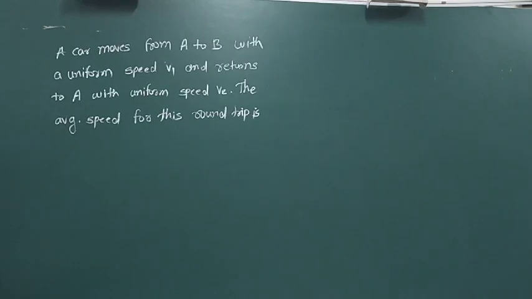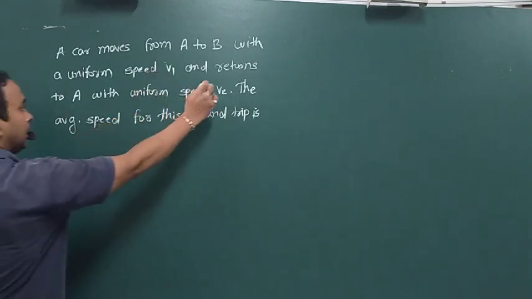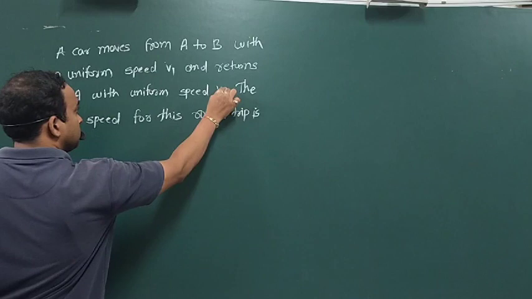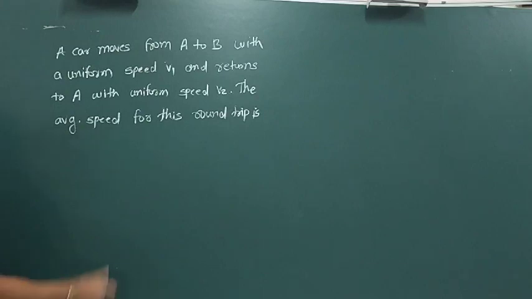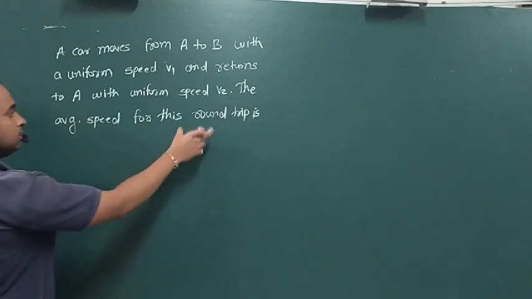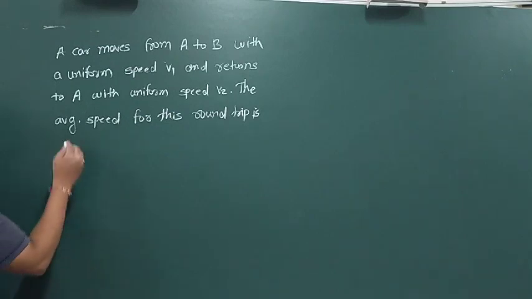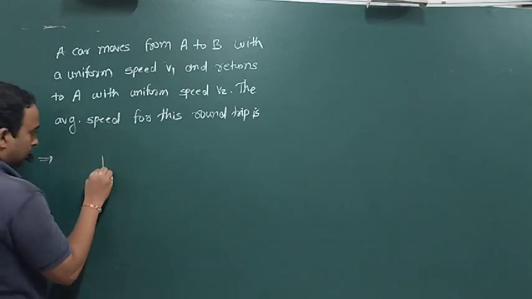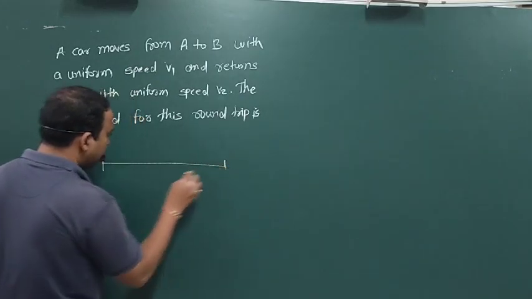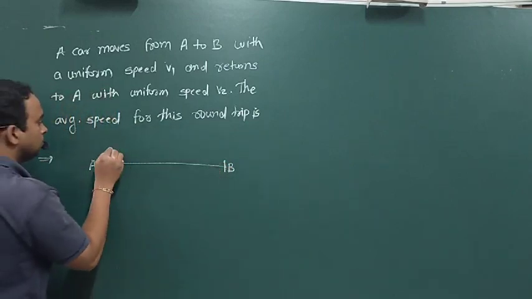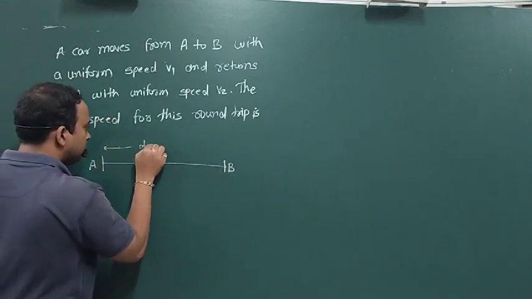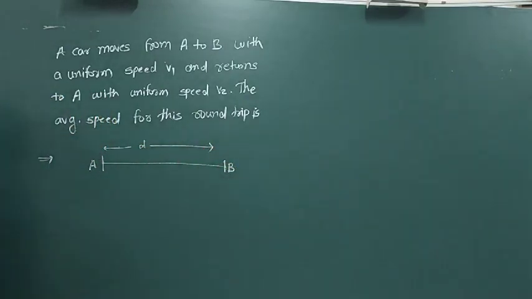Now the next numerical. A car moves from A to B with uniform speed v1 and returns to point A with uniform speed v2. The average speed for this round trip is? First we draw a diagram. The car is moving from A to B. The total distance is d.